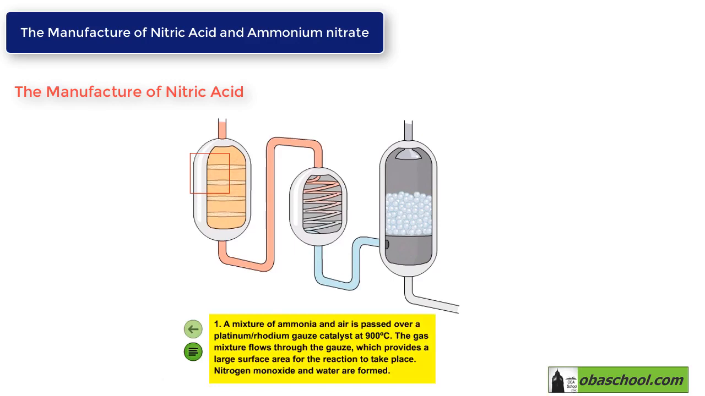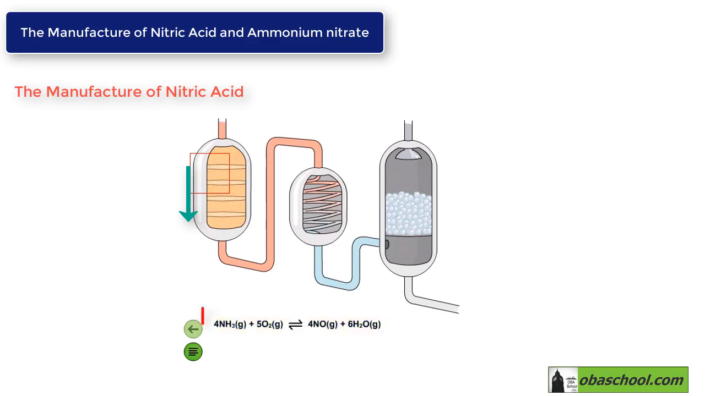A mixture of ammonia and air is passed over a platinum rhodium gauze catalyst at 900 degrees Celsius. The gas mixture flows through the gauze, which provides a large surface area for the reaction to take place, and then nitrogen monoxide and water are formed. So you can see in the equation, 4NH₃, which is gas, plus 5O₂, which is oxygen gas, gives 4NO and water, H₂O. So the products are nitrogen monoxide and water.